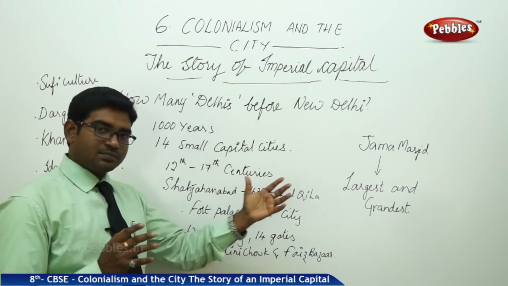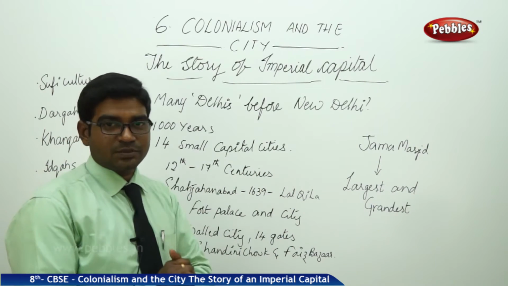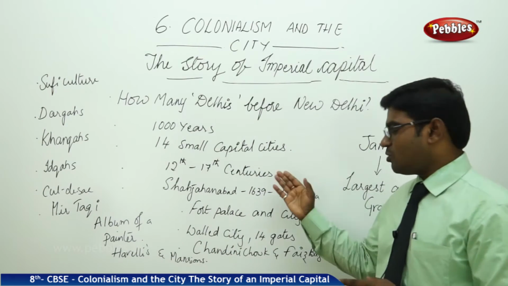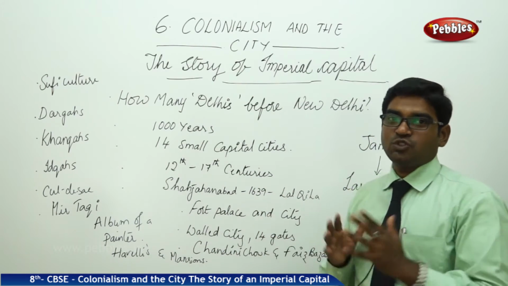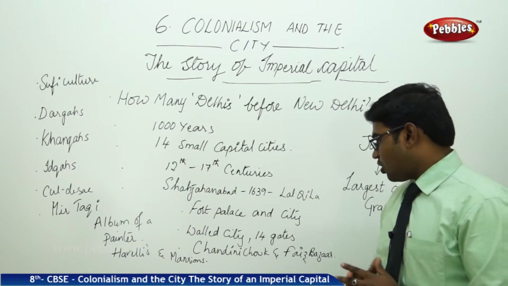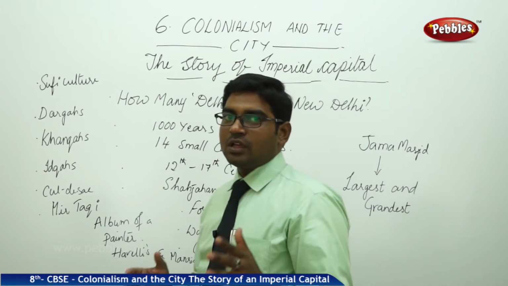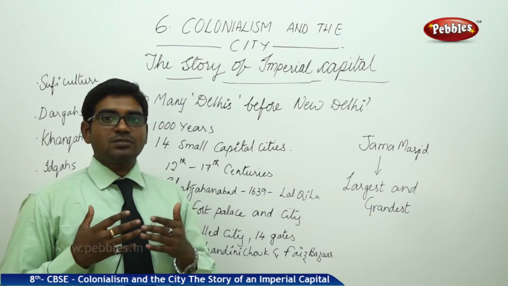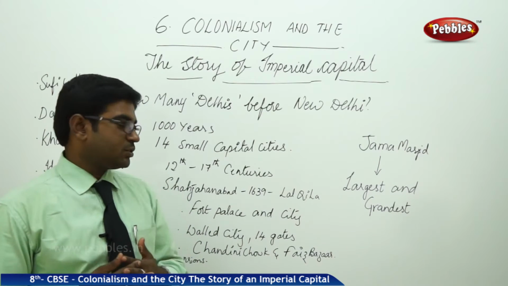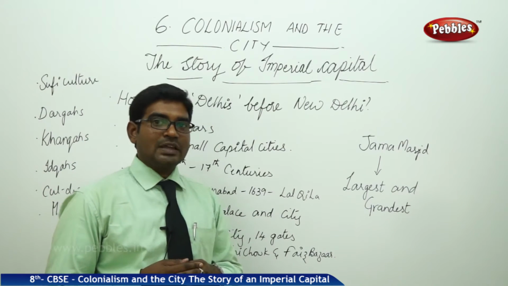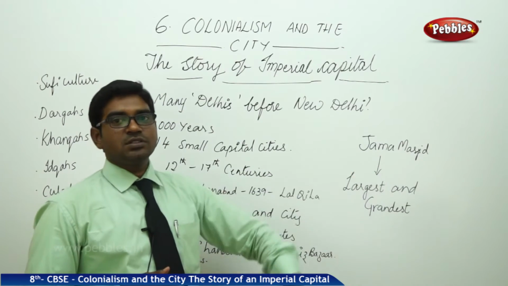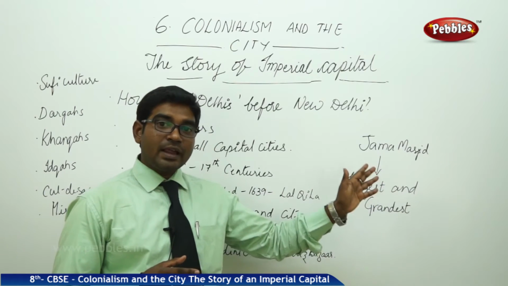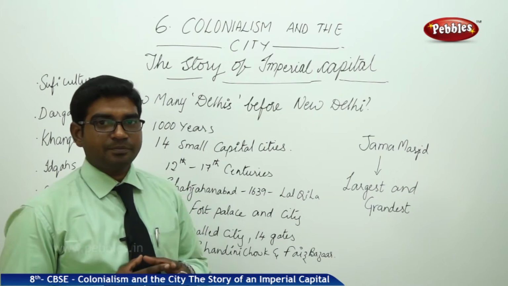The fort palace and the city were interspersed, with a walled city of 14 gates, and among the gates we have the two important streets running through them, Chandni Chowk and the Faiz Bazaar, which were used by the royal family members to move in and move out. Along with this, we also have the construction of Jama Masjid during this period, which is the largest, the grandest and even the tallest till that point of time.